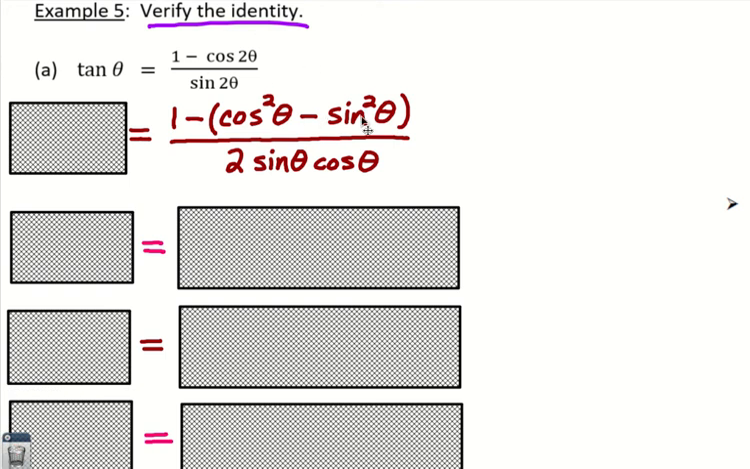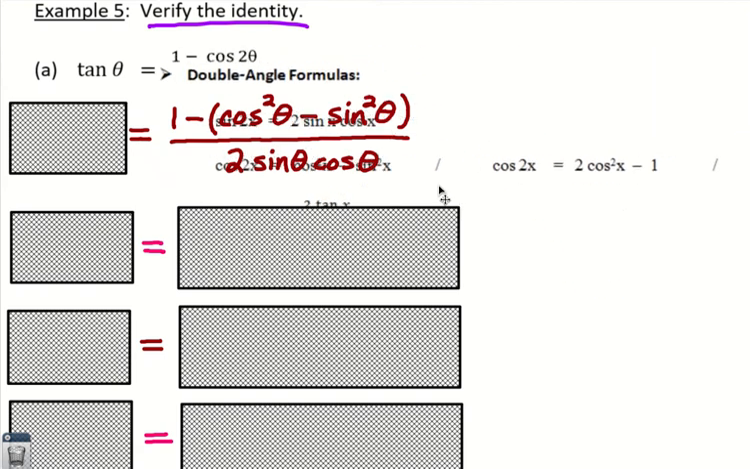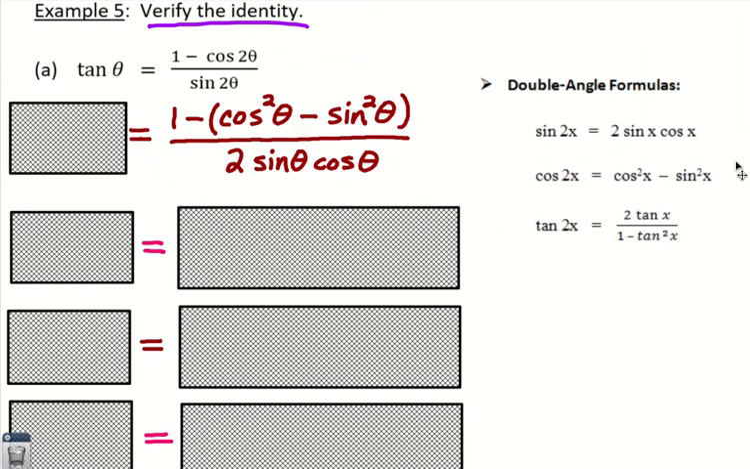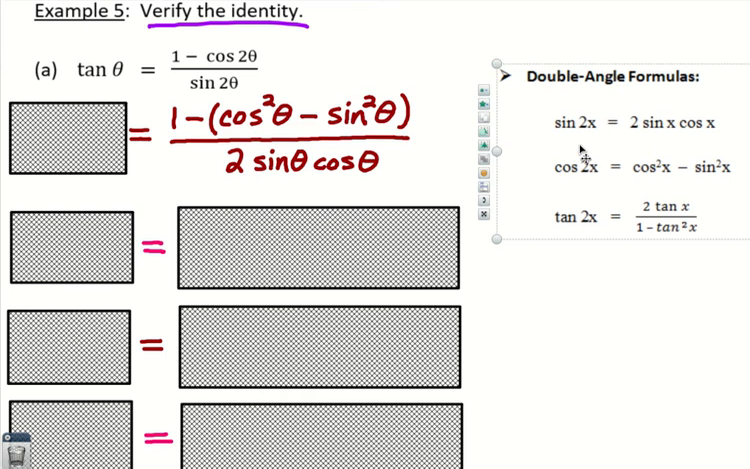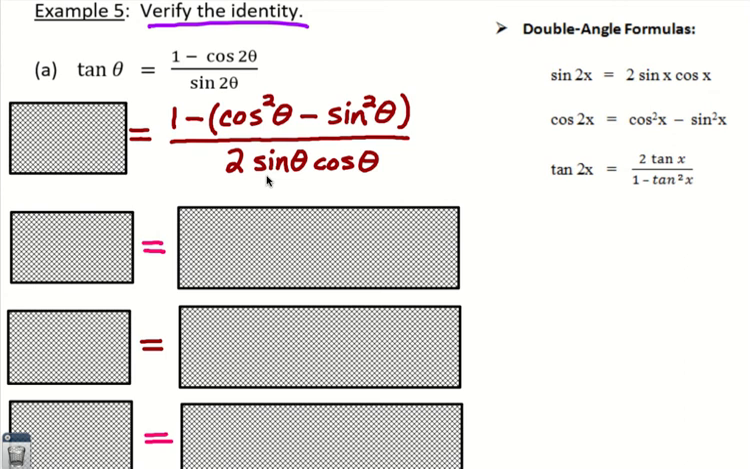Remember the cosine of 2 theta, that was the one where there was, for some weird reason, 3 different versions of it. And then the sine of 2 theta equals this. So I just went with the first version. They're all the same. It doesn't matter.